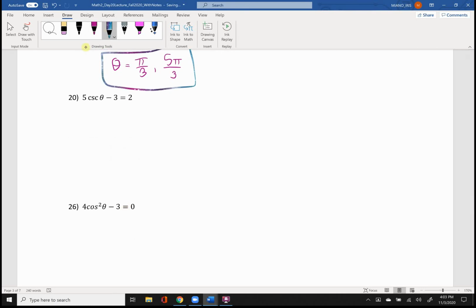Let's perform the algebra that allows us to get the trig function alone on one side of the equation, which we'll start off with adding 3 to both sides. That'll give us 5 cosecant theta equaling 5. Divide both sides by 5, and the cosecant theta will therefore equal 1. Okay, but what is the cosecant again? It's 1 over the sine of theta equals 1. So the only way for 1 over sine to equal 1 is if the sine of theta equals 1.